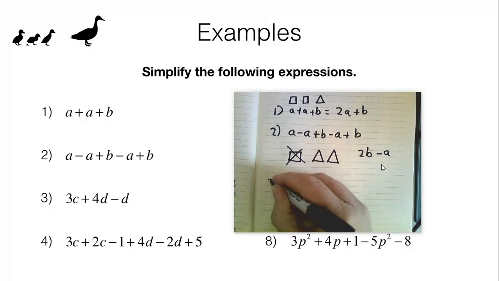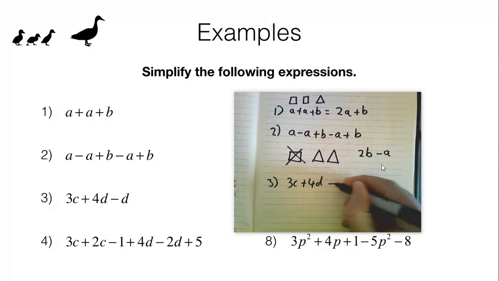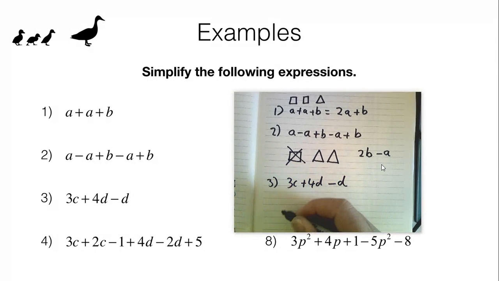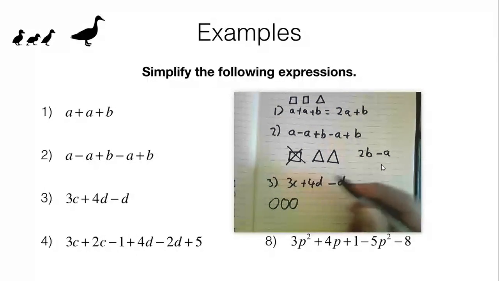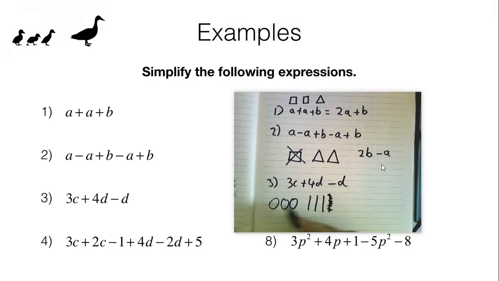Okay. Next one, 3c plus 4d take d. Okay, so maybe I'll use a circle to represent c. So I've got 3c, 4d. I might just do a line for d. 3c plus 4d, take away d. I've got 3c and 3d. Okay, and that's my simplified answer.